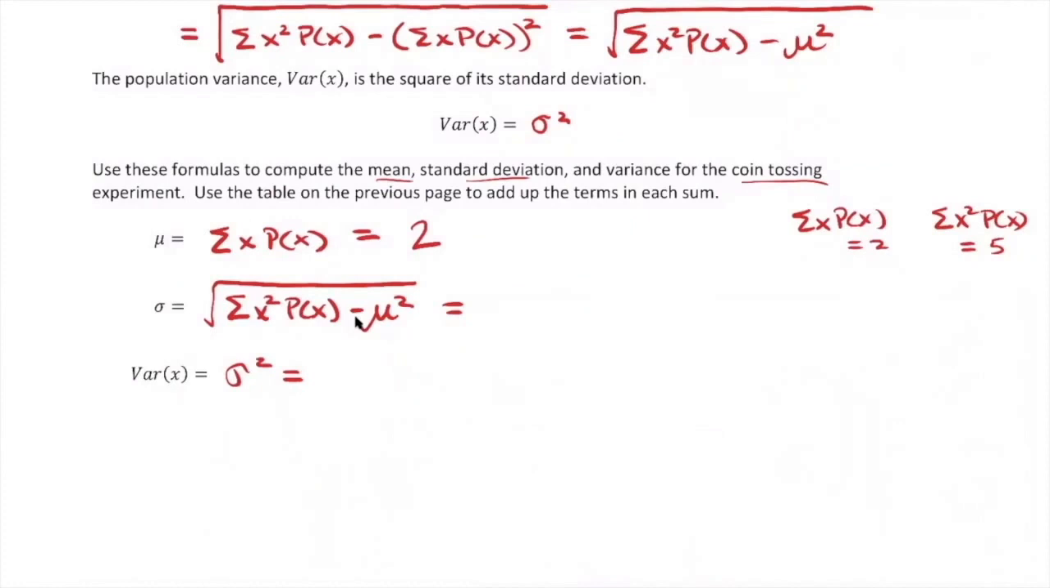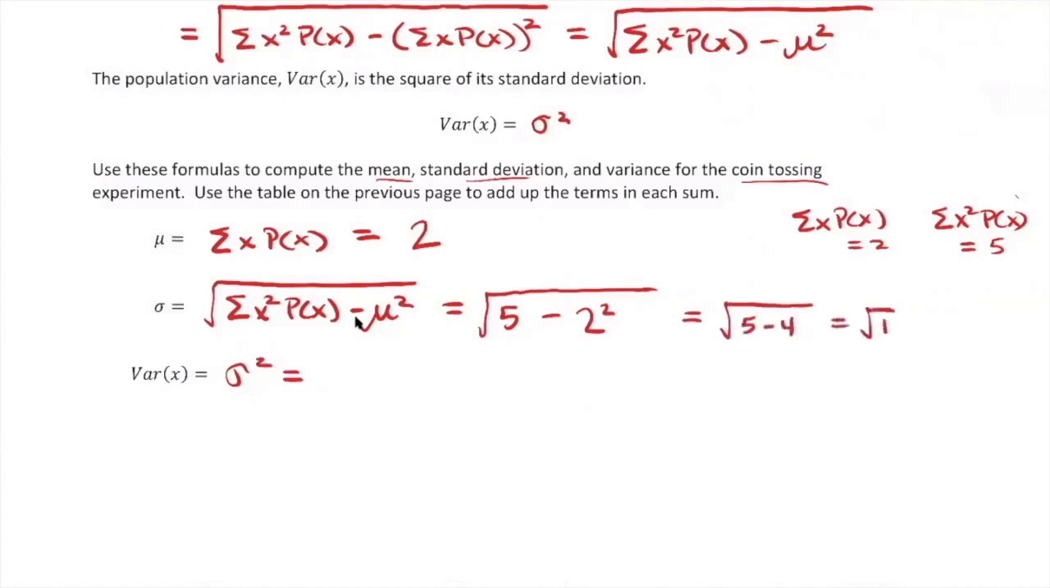All right, next, the standard deviation. So we have to do the square root of the sum of x squared p of x. That's this guy over here I just circled. Okay, so x squared p of x, that's just a 5. Minus the mean. Okay, the mean was 2. So it's 5 minus 4. That's easy. 5 minus 4 is 1.